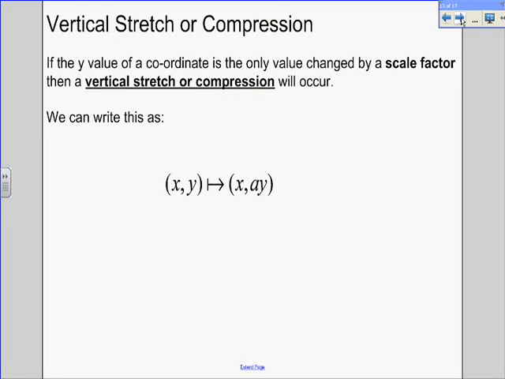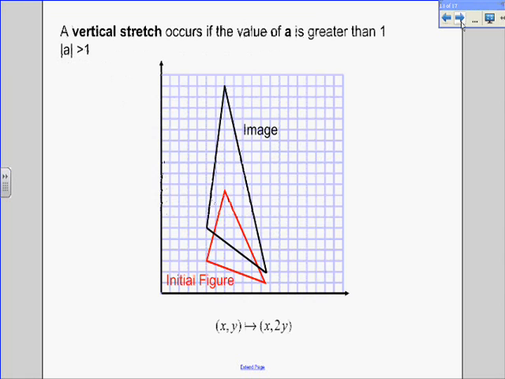Now let's take a look at another case. Instead of our x's being changed, what happens if only our y value is changed? If our y value is the only one changed by a scale factor, then we have a vertical stretch or compression. We write this using this rule: an x and a y will get changed into x and ay. A, again, is our scale factor. Let's take a look at what happens as a increases or decreases or is positive or negative.